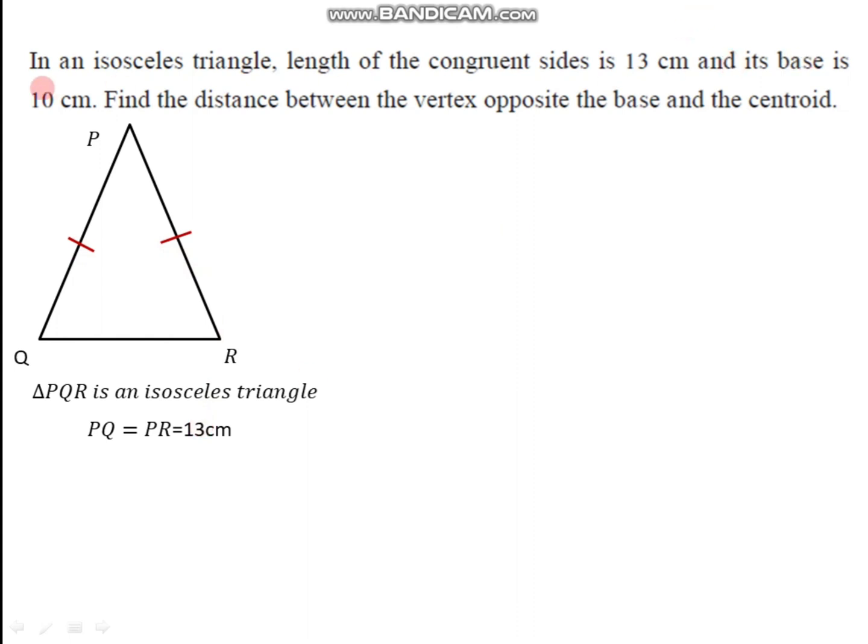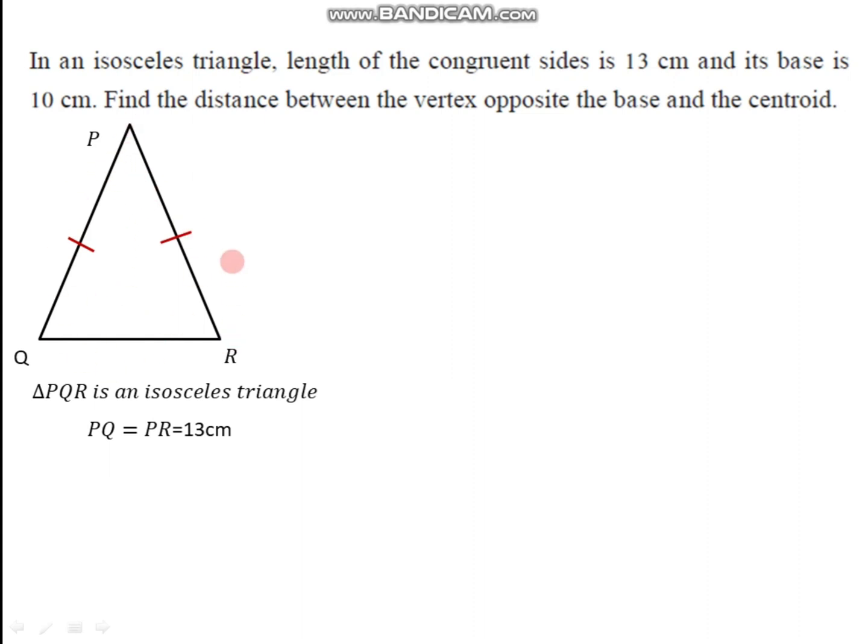And it is given that the base is 10 centimeter. So for this triangle PQR, QR is the base. That's why the length of this base QR is 10 centimeter. Now the question asks to find the distance between the vertex opposite to the base and the centroid. For this triangle, the base is QR and the vertex opposite to it is P. So we have to find the distance between point P and the centroid of this triangle.